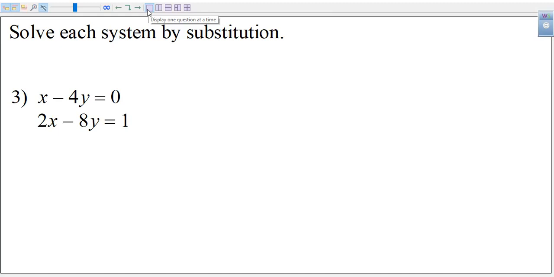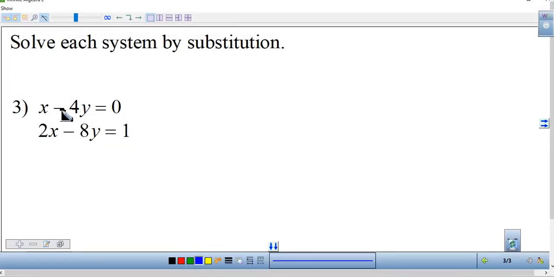In number 3, I'm going to solve for the variable again. And I'm looking at my options, and I believe that the x in equation number 1 will be the easiest to solve for. I can do that in one step. I will add 4y to both sides. That will result in x equal to 4y. Since I solved equation 1 for x, I will plug into equation 2 for x.